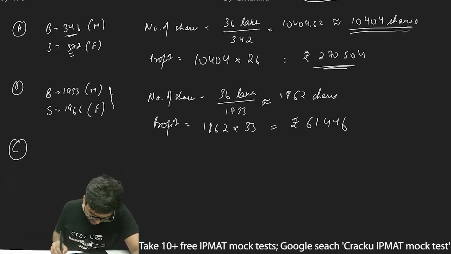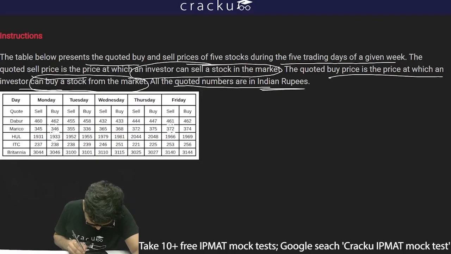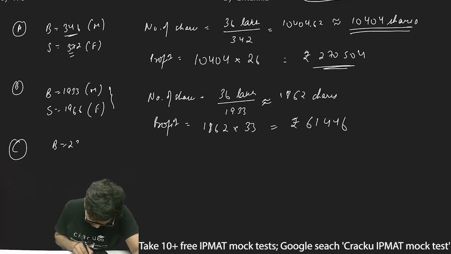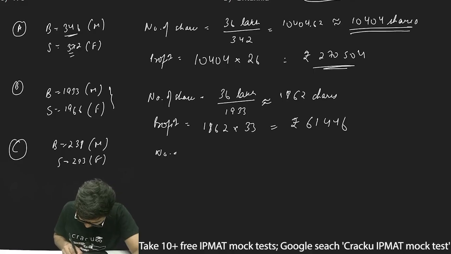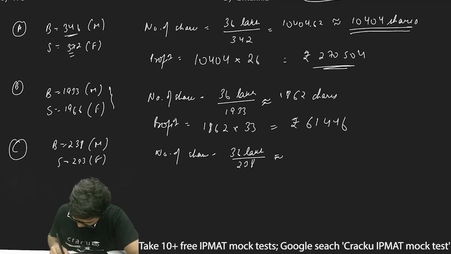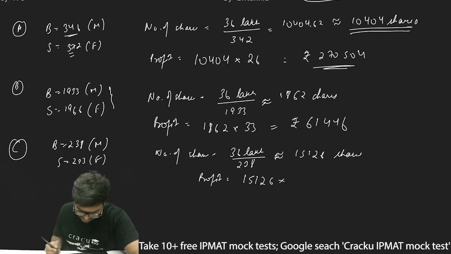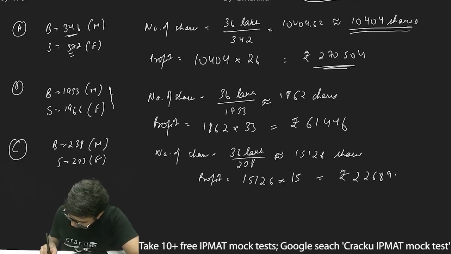Now option C is ITC. For ITC, buying is 238 on Monday and selling is 253 on Friday. Number of shares, first of all, will be 36 lakh divided by 238, which is roughly 15126 shares. And thus profit will be number of shares 15126 multiplied by the price difference. This is 238 and 253, so price difference is 15. So the profit will be rupees 226890. So these three are the profits.